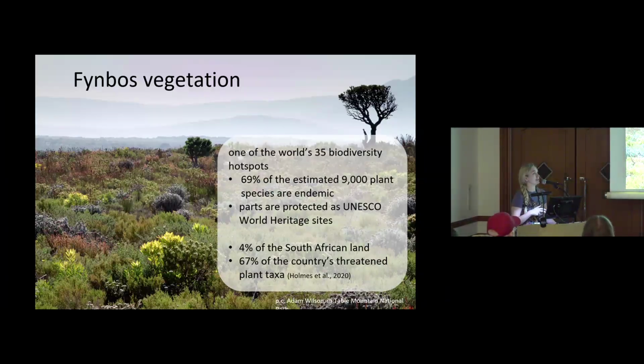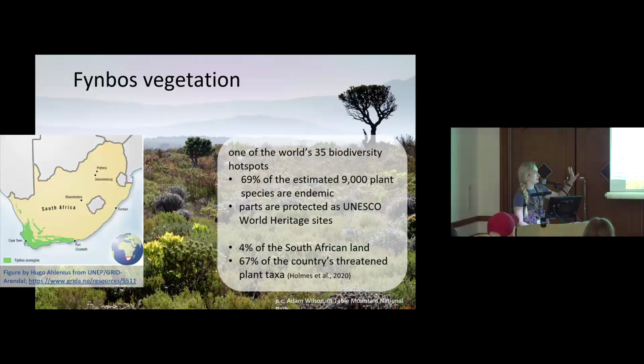The area that we are looking at is one of the world's 35 biodiversity hotspots, and it's estimated that 69% of the 9,000 plant species are endemic, and it is a protected UNESCO World Heritage Site. It only makes up 4% of South Africa's landmass. However, 67% of the country's threatened taxa are in this 4% area. So once again, that is the area that we are looking at.